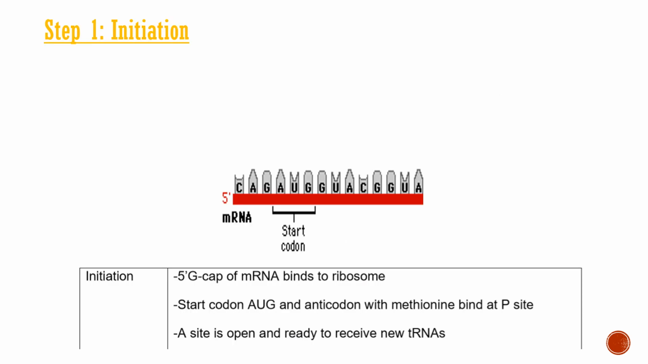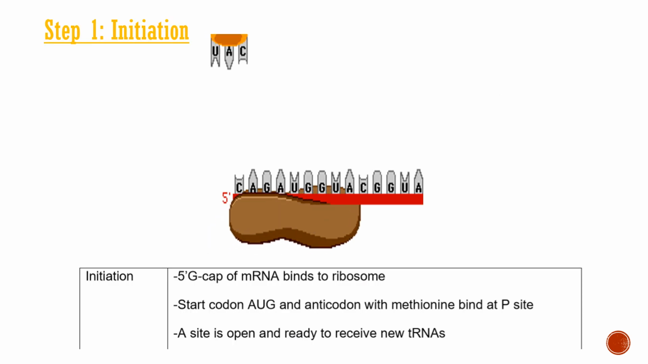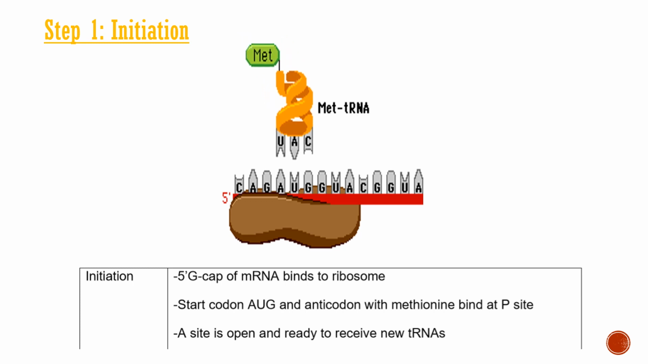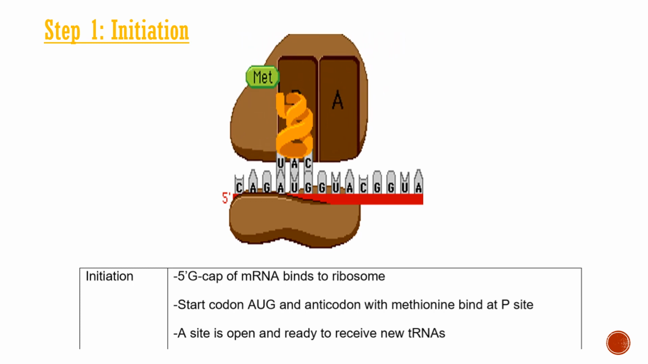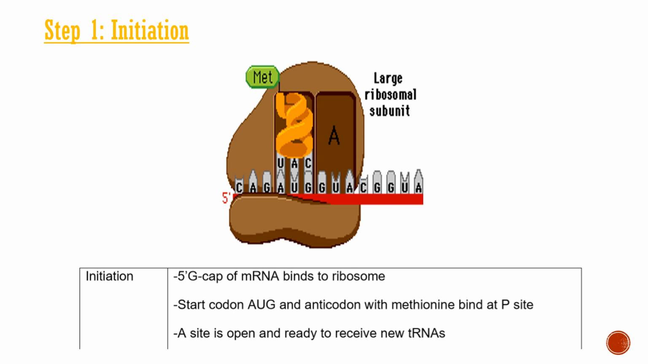So to make life easy, I deliberately copy-pasted those parts in the summary in your book so that it's easy for you to remember the parts of the translation process. So again, we have 3 steps here: initiation, elongation, and termination.